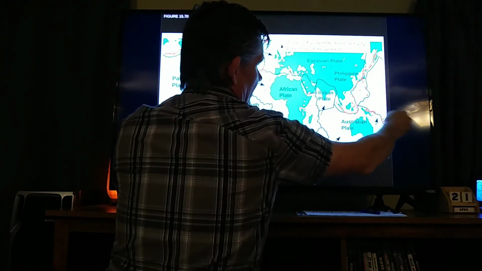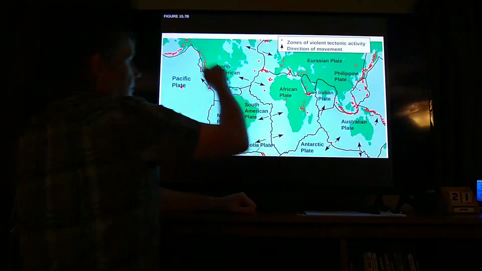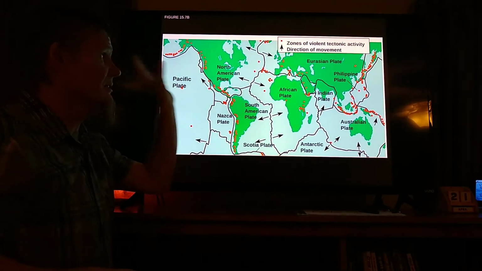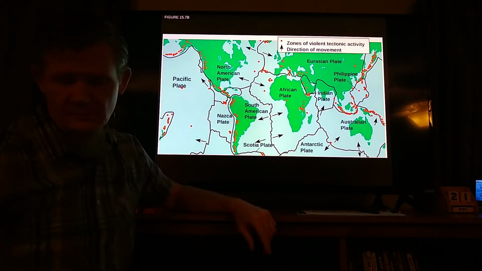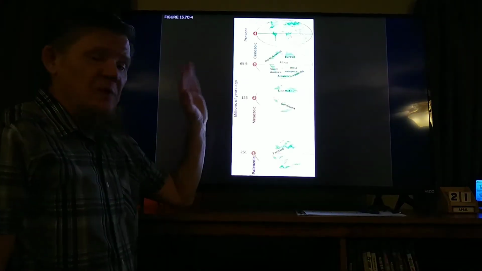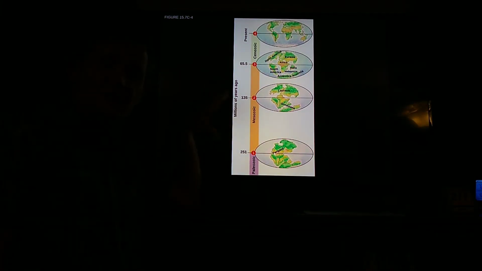The Ring of Fire, all of these volcanoes. This is where we find volcanoes, along where plates come together. Plate tectonics. The plates move. If you can't see this on my graphic, again, please make sure you've got the PowerPoints downloaded so you can look at this picture on your own.